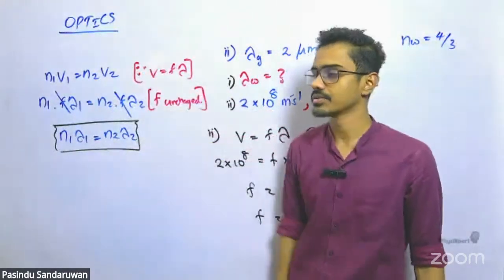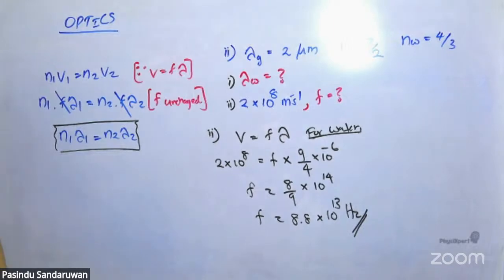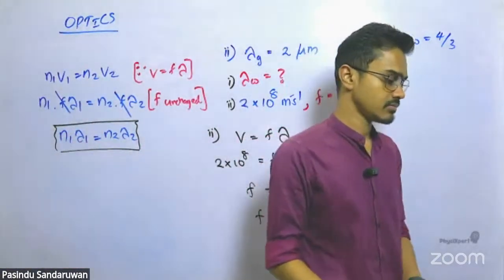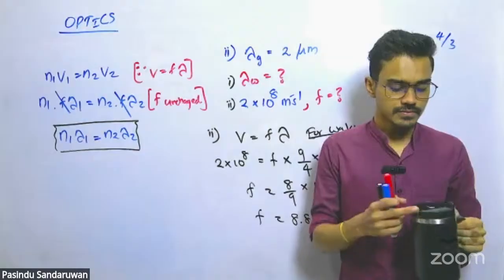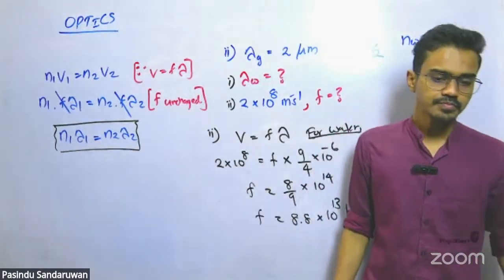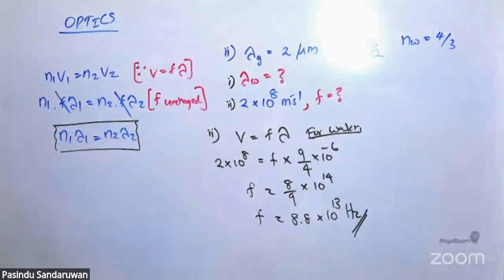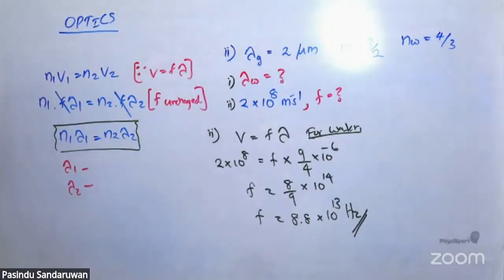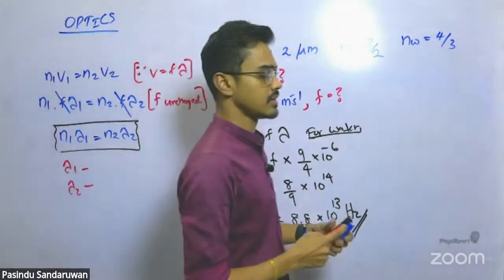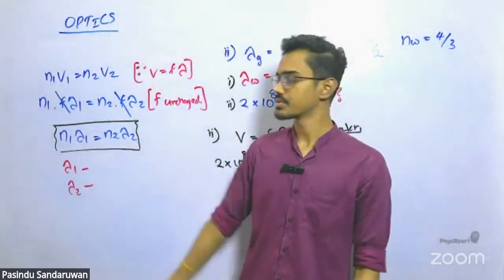Start from here and take it down. Since we have already introduced n1 and n2, introduce lambda 1 and lambda 2 here.